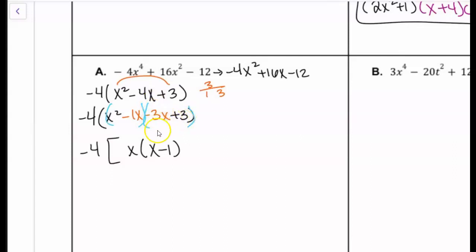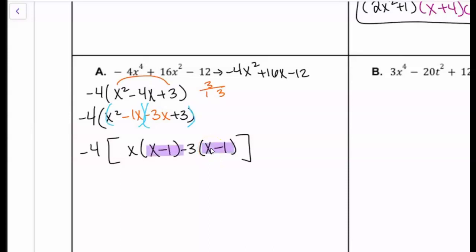Remember, if your leading coefficient is negative, you have to pull out the negative. So my GCF is a -3. -3 times what is -3x? Well, -3 times x. And then -3 times what is positive 3? -1. Which makes sense because remember, you know you've done it right if your two parentheses are the same right here.